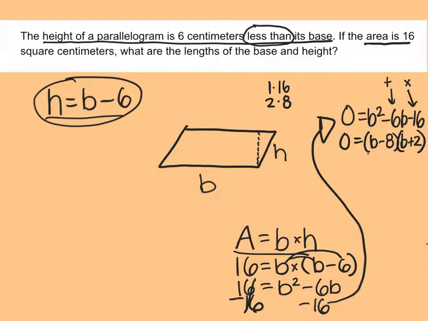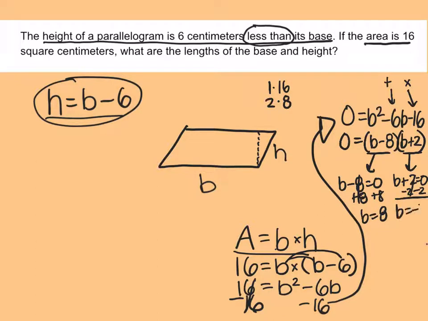All right, so then either this parentheses could equal 0. So then b would be equal 8. Or this parentheses could equal 0. So now we have 2 possible answers for what the base could be.